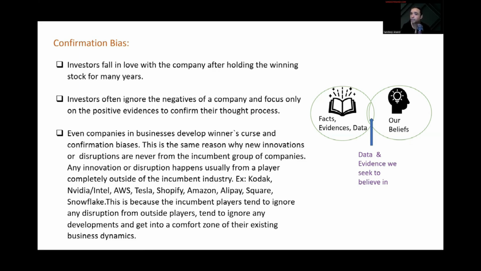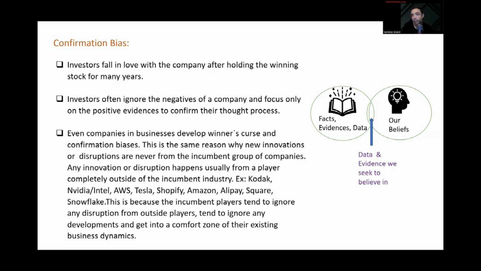Shopify is slowly disrupting many of the leading e-commerce players. Amazon was a disruptor itself. It didn't come from Walmart, right? It didn't come from Target. It didn't come from any of the biggies out there, right? It just came from a new player. Most often, if you notice, all these are new players. It is always a new player who comes and innovates or disrupts. It's seldom that the existing incumbent player comes and becomes big, right?